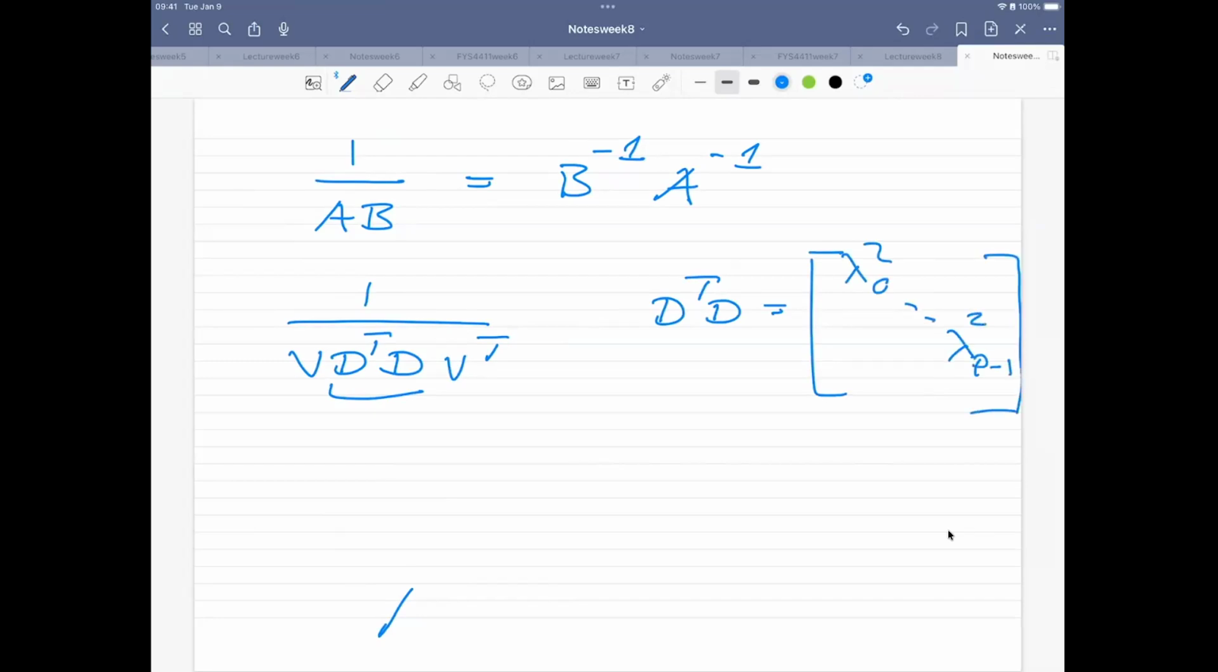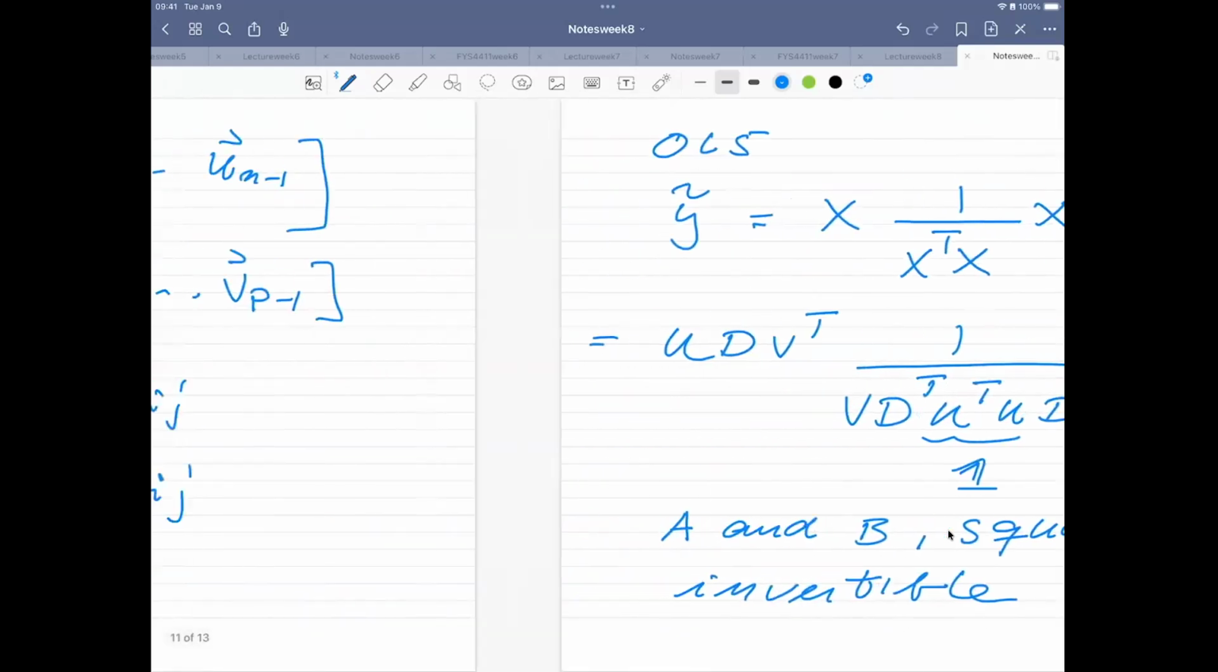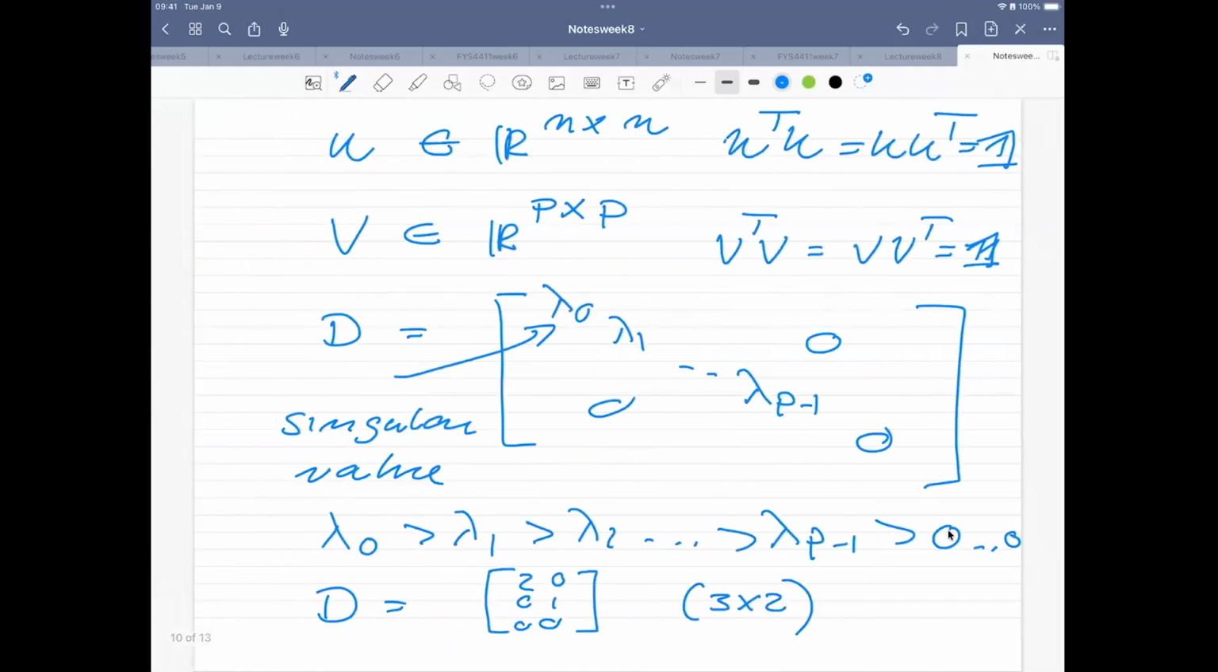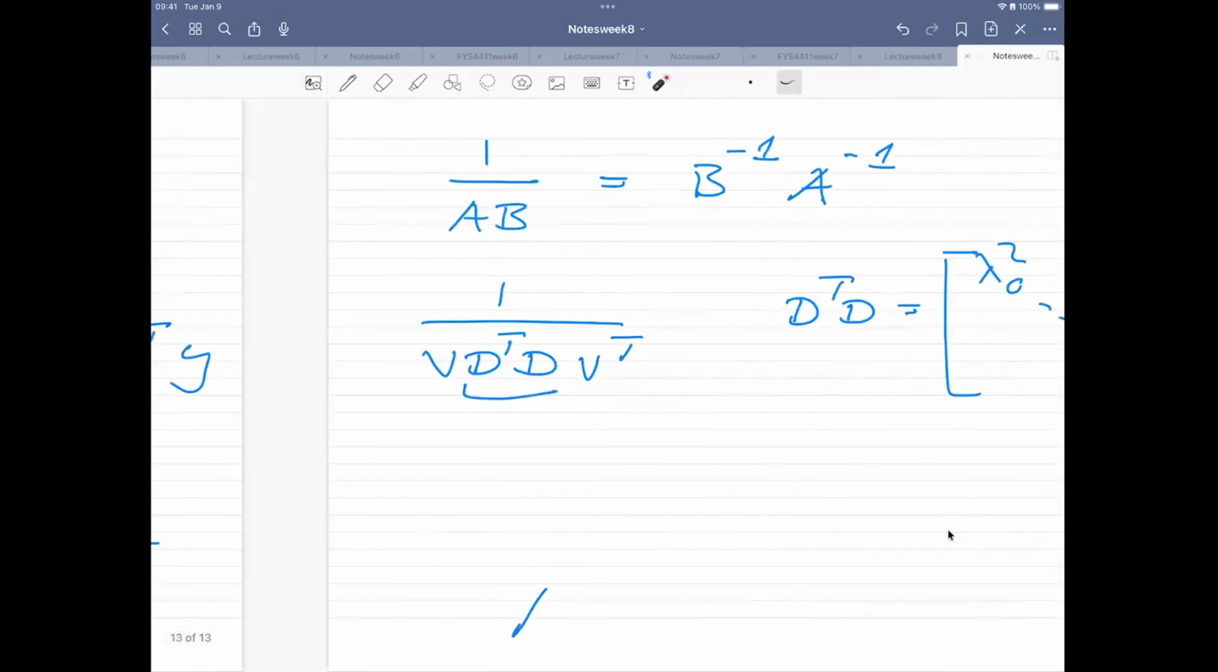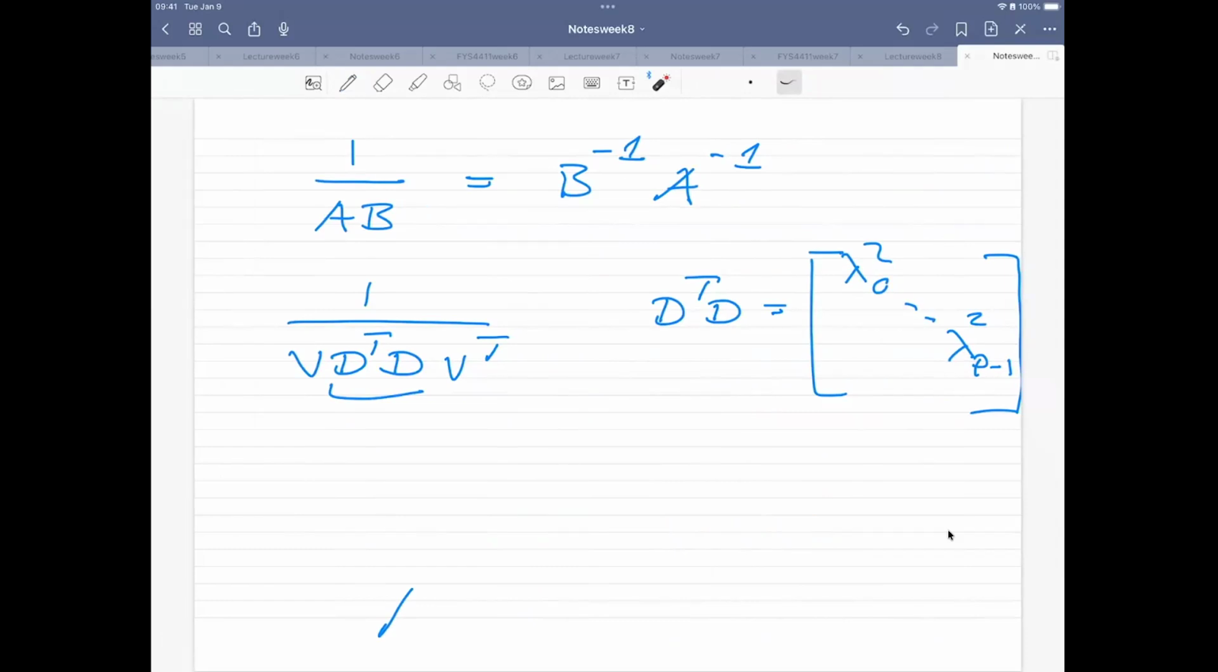So when I multiply D transpose with D, D itself is actually given by what you see here. But when I take the transpose and multiply it with itself, I get a matrix which has only diagonal elements, and where all are non-zero. So D is invertible because everything is non-zero, right? Now, V and V^T are also invertible because they are orthogonal matrices and they are square matrices.